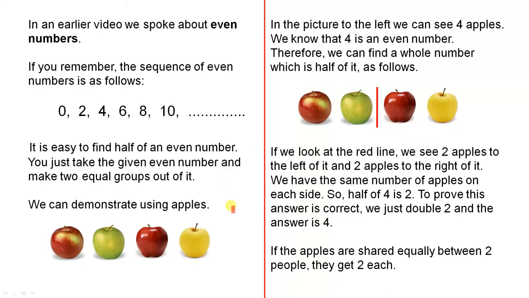We can demonstrate using apples. In the picture to the left, we can see 4 apples. So here we are. There are our 4 apples. We know that 4 is an even number. It occurs in that sequence there. Therefore, we can find a whole number which is half of it.